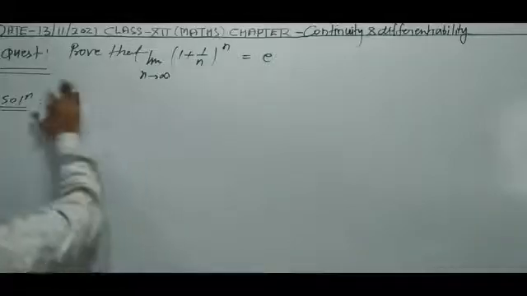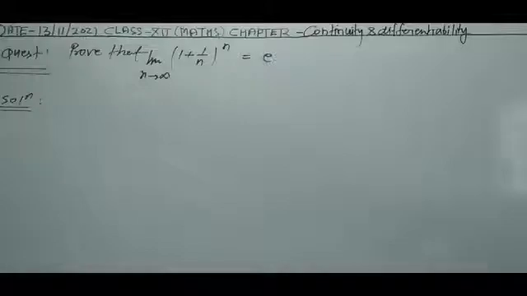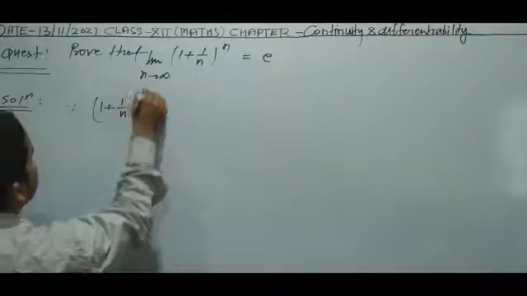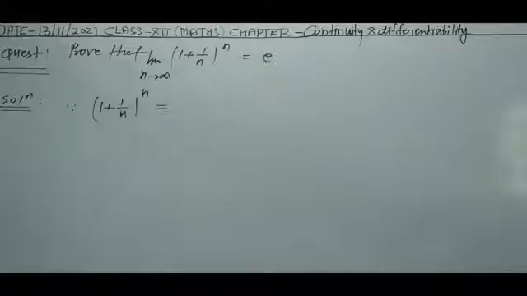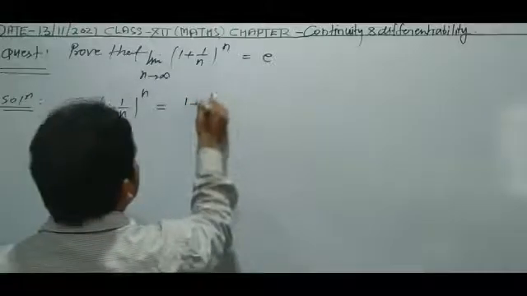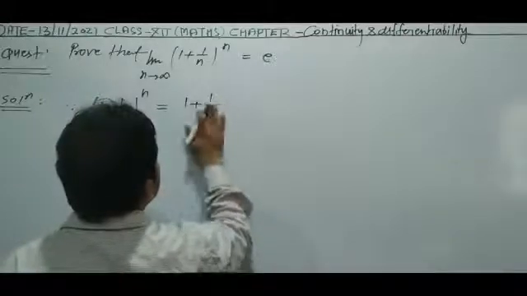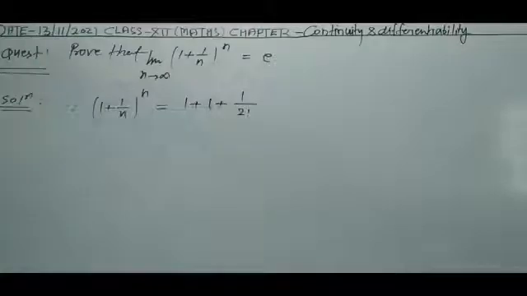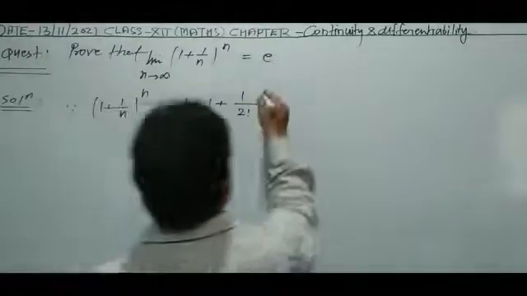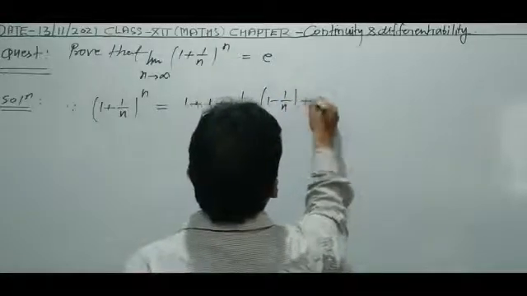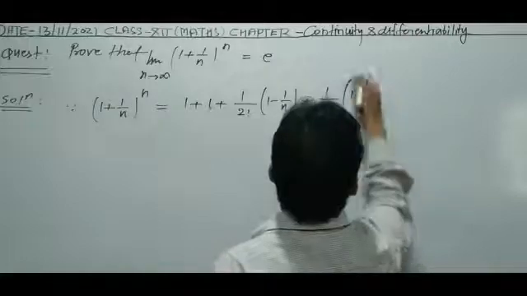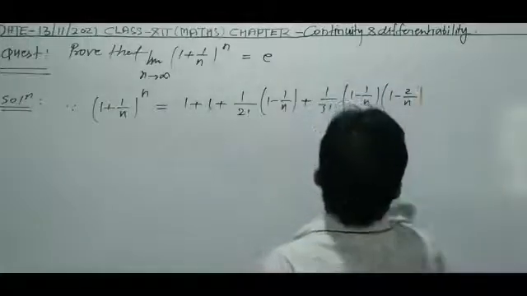Since we already know, (1 plus 1 by n) to the power n is equal to 1 plus 1 upon factorial 1, plus 1 upon factorial 2 times (1 minus 1 by n), plus 1 upon factorial 3 times (1 minus 1 by n) and (1 minus 2 by n). This is the result.